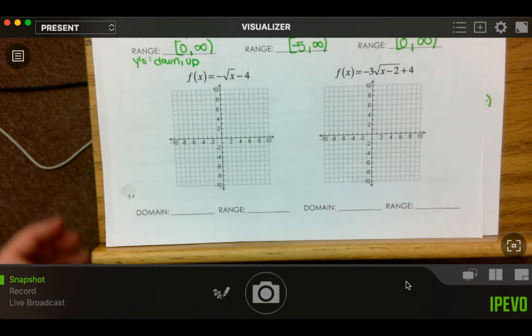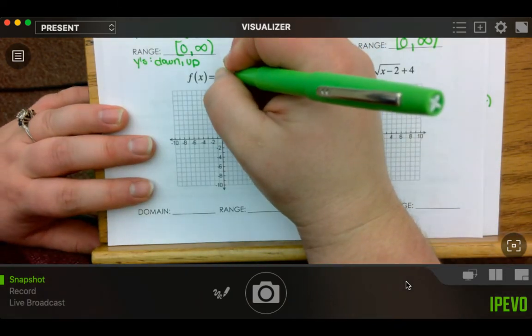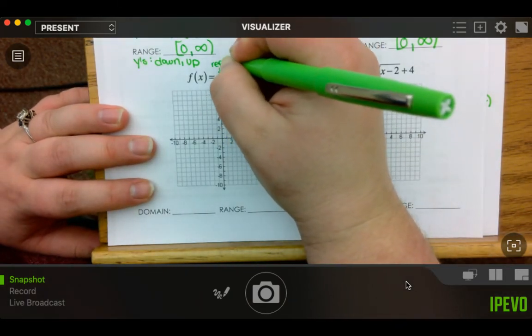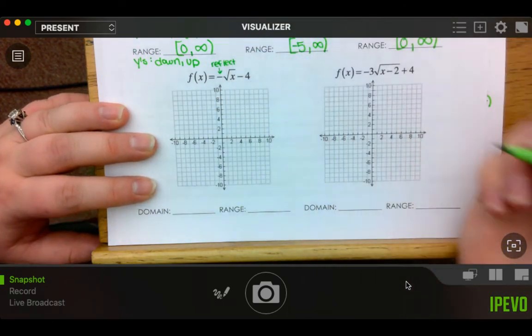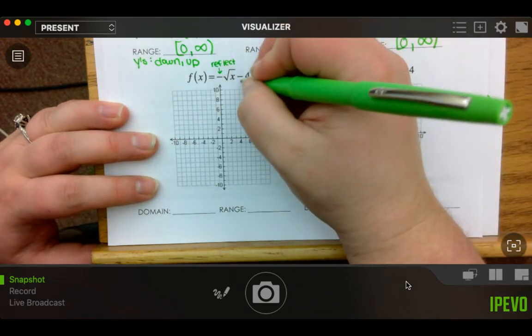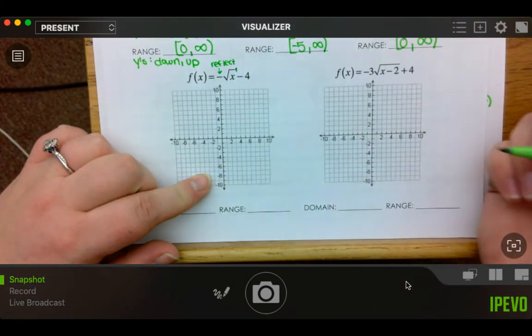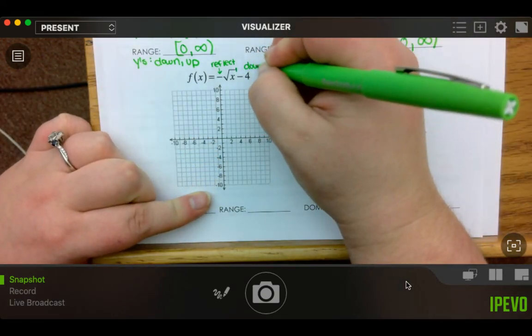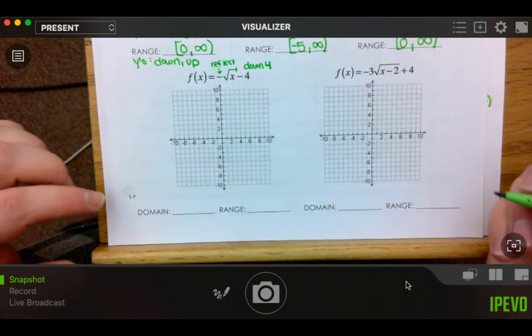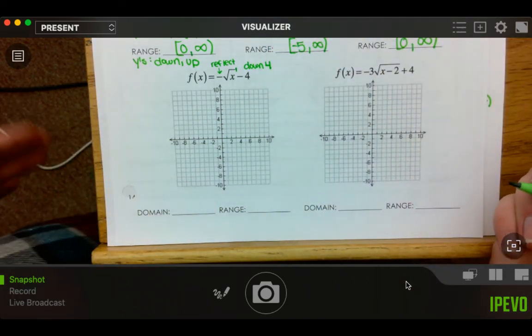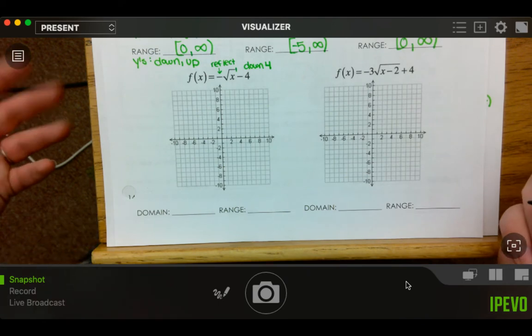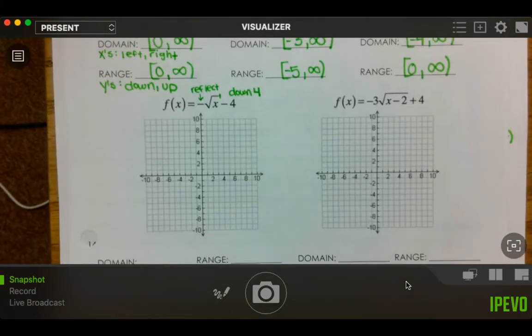Okay, and then we have 2 on the bottom. This one is actually going to be a reflection. That happens whenever there's a negative in front. This 4 is on the outside. See how the square root ends right here? That means it'll go down 4. And I'm actually going to do the down 4 first. Always start with the left, right, up, down part. I'll zoom in just a little bit.